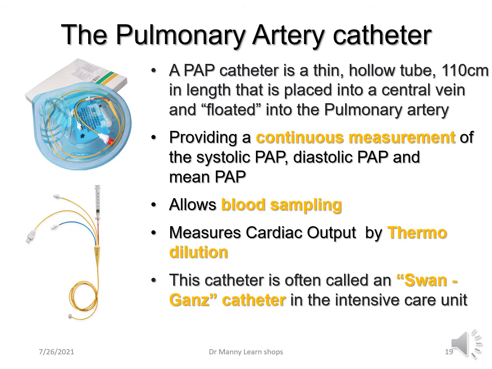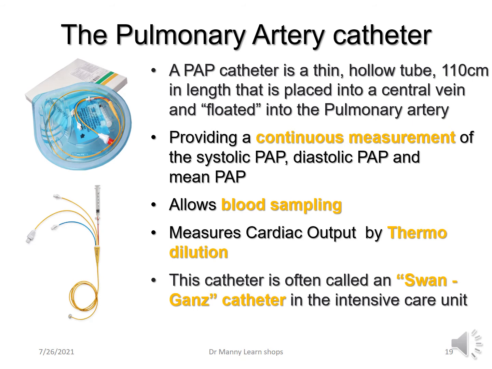The pulmonary artery catheter, well, what is it? The pulmonary artery catheter is a thin hollow tube. It's 110 centimetres in length, and it's placed into a central vein, and then with a balloon at the end of it is floated into the pulmonary artery.